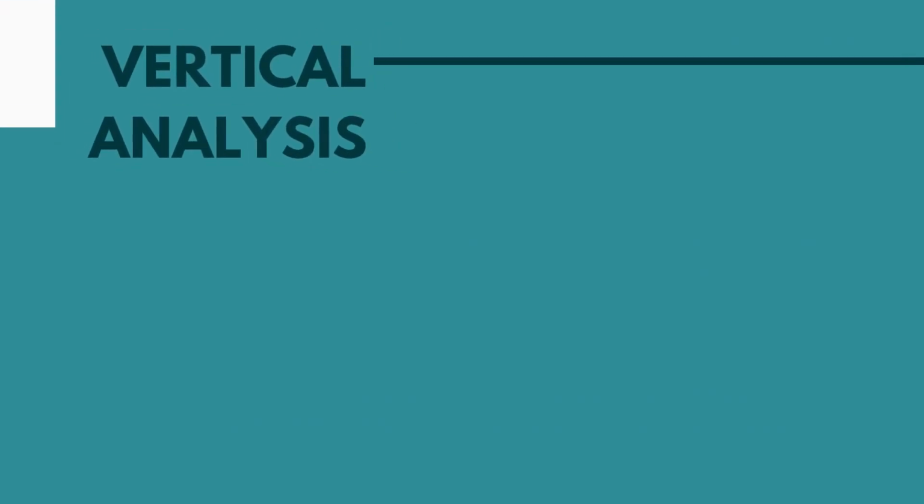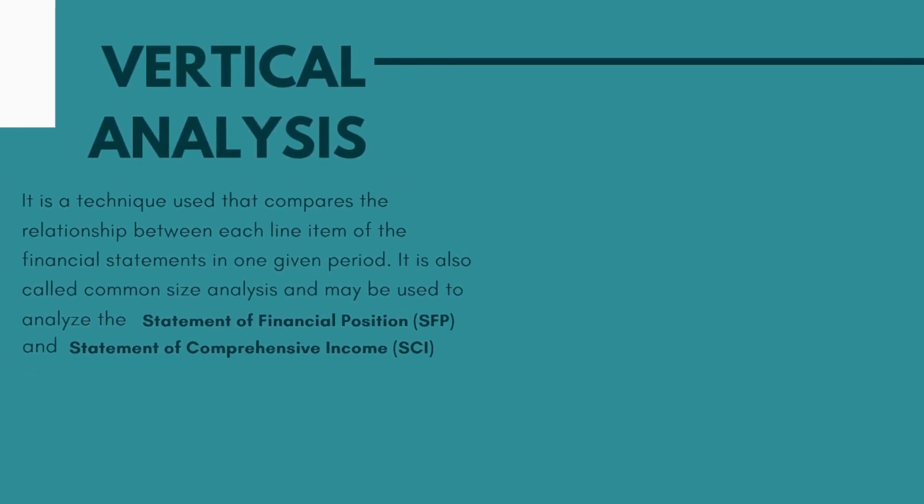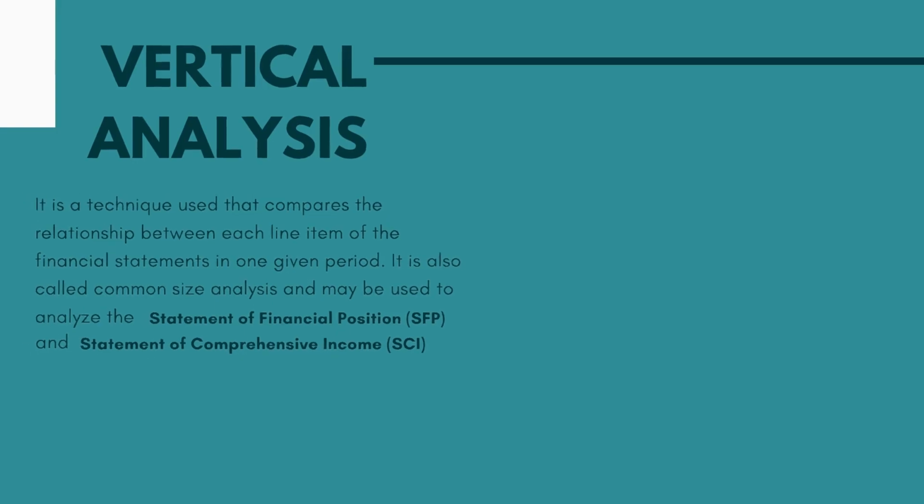The other kind of financial statement analysis is vertical analysis. Vertical analysis is a technique that compares the relationship between each line item of the financial statement in one given period. It is also called common size analysis and may be used to analyze the statement of financial position or SFP and statement of comprehensive income or SCI. Ginagamit ang vertical analysis para ma-analyze ang statement of financial position or SFP at statement of comprehensive income or SCI.